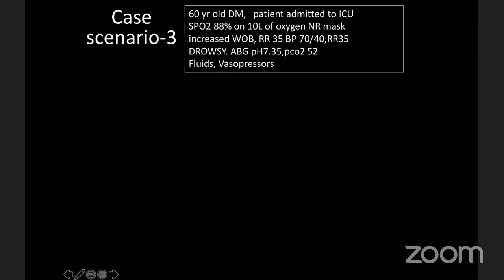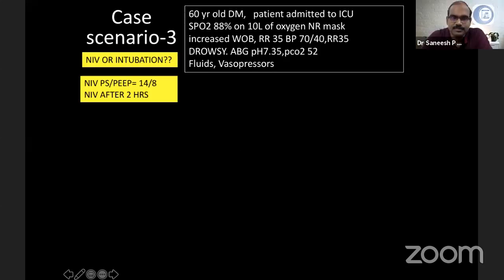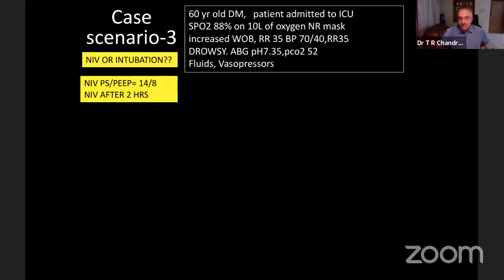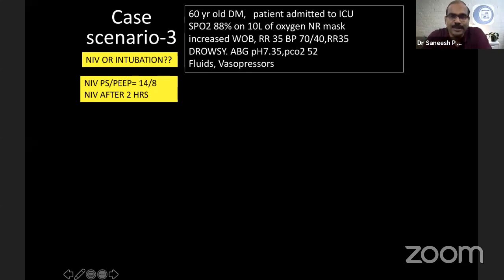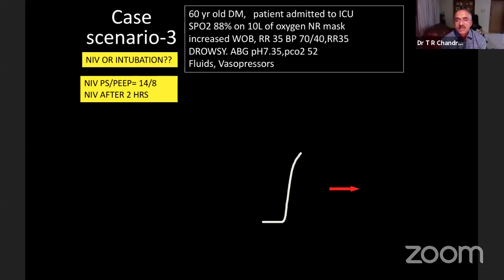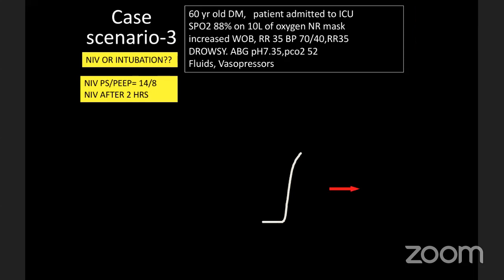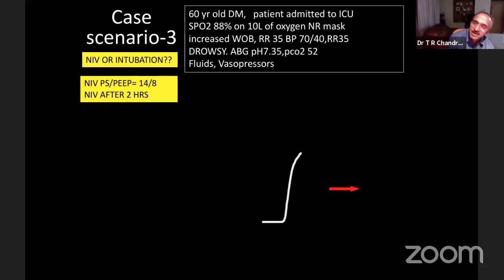First of all, because of hemodynamic compromise and drowsiness, intubate the patient first and put the patient on volume control mode of ventilation. And if this guy is COPD, where is the COPD patient? So there is a COPD element as well. Once you give fluids and vasopressor, it improves a bit. It becomes a little more alert. Can you go with NIV?